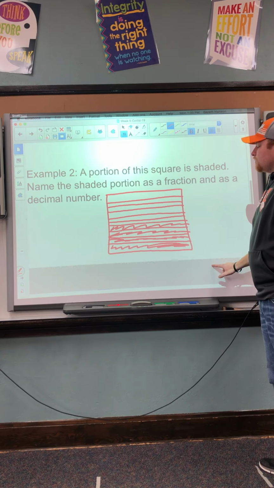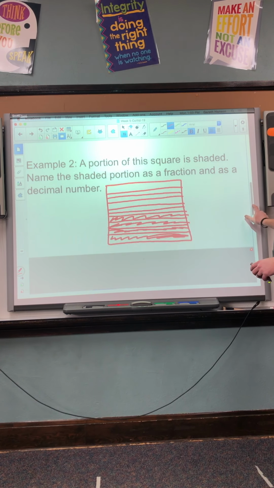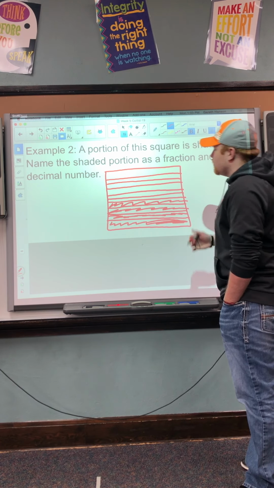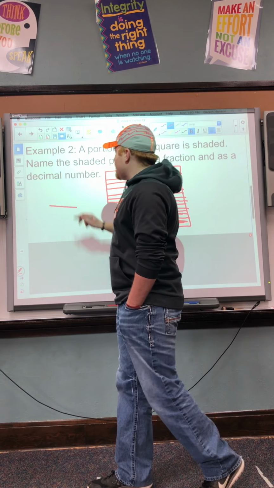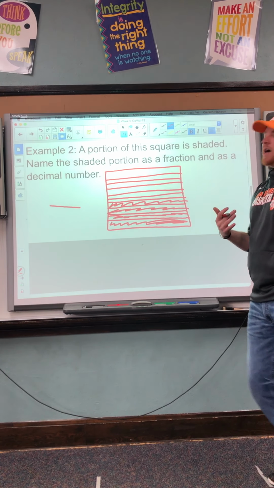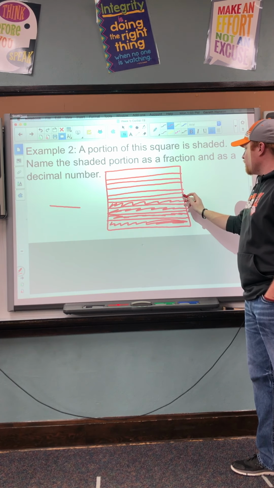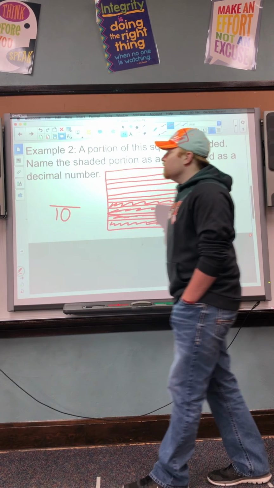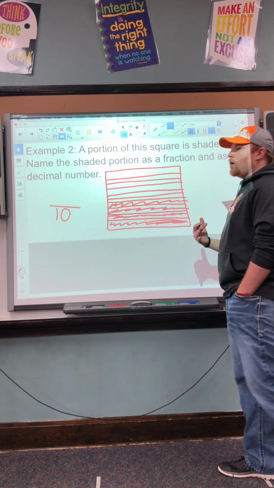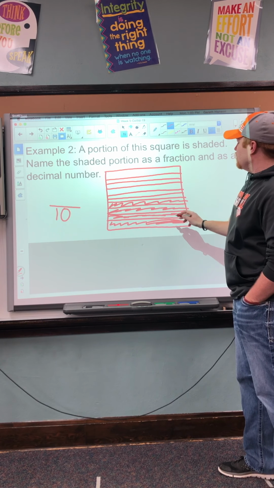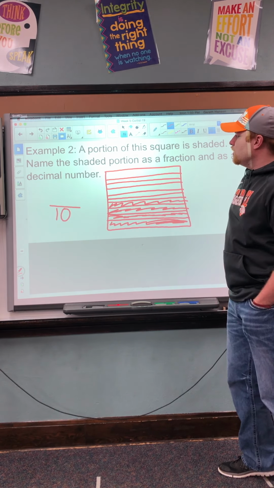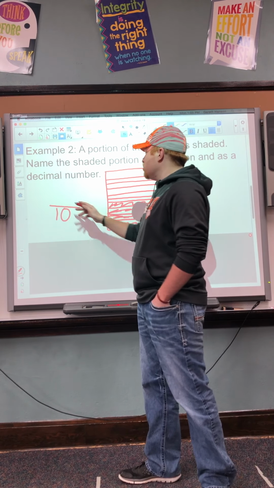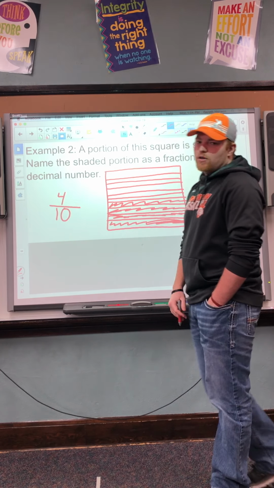Example 2. A portion of this square is shaded. Name the shaded portion as a fraction and as a decimal. First we find out how many total parts there are. That's your denominator. There's 1, 2, 3, 4, 5, 6, 7, 8, 9, 10 total parts. Now we find out how many are shaded. 1, 2, 3, 4. However many are shaded, that's your numerator. So we have 4/10. That's your fraction.